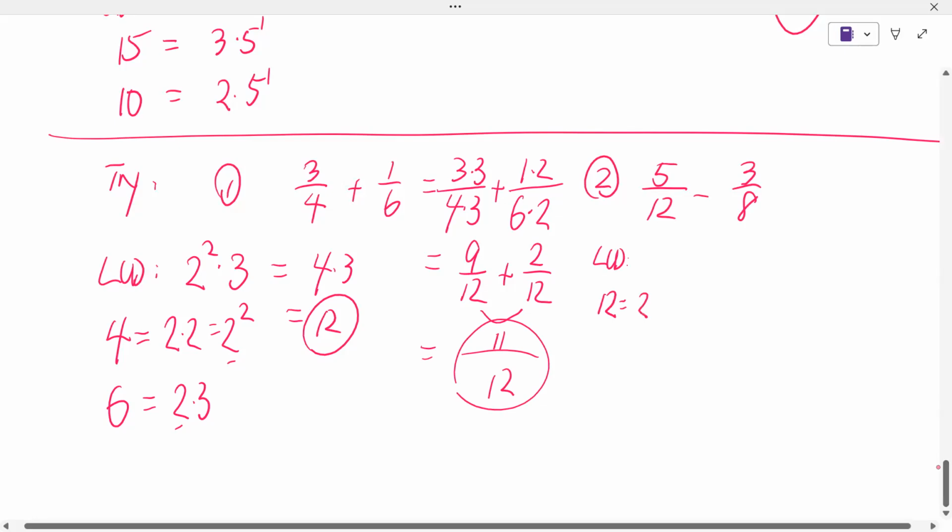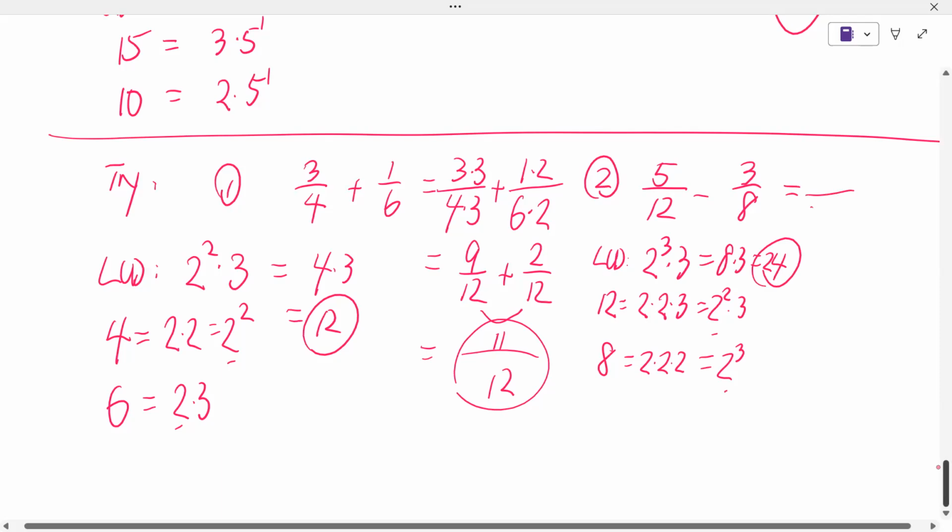And then for the second one, 12 equals 2 times 2 times 3, so it's 2 squared times 3. 8 is 2 times 2 times 2, all three are prime numbers, so 2 cubed. Now for the same prime number, take the higher power, 2 cubed, and 3. 8 times 3, that's 24. So the LCD here will be 24.